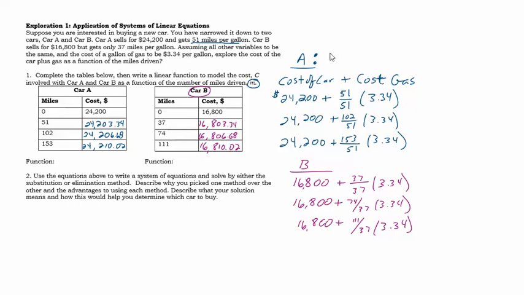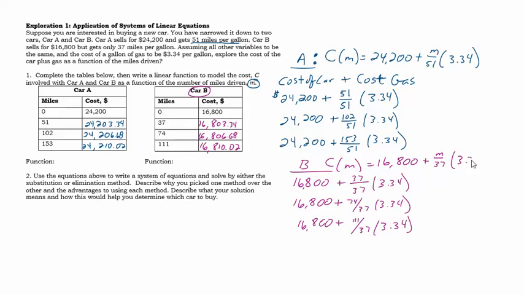Okay, so as a function, did they tell me what to see? Okay, so I'm doing the cost as a function of miles. For car A is going to cost me $24,200 plus however many miles I drive divided by 51. That tells me how many gallons of gas I have to buy. Multiply that by $3.34 a gallon. For car B, the cost as a function of miles is $16,800 plus however many miles I drive divided by 37. That'll tell me how many gallons I have to buy times $3.34.